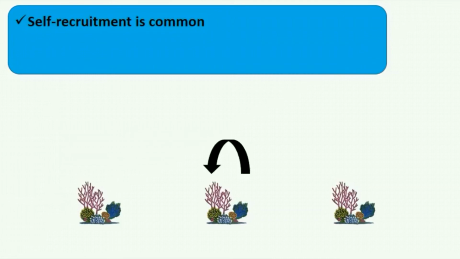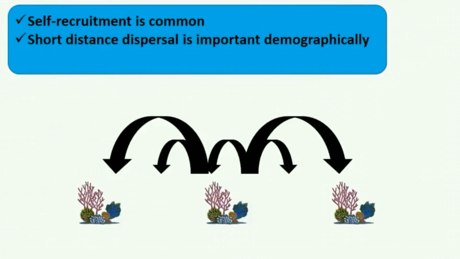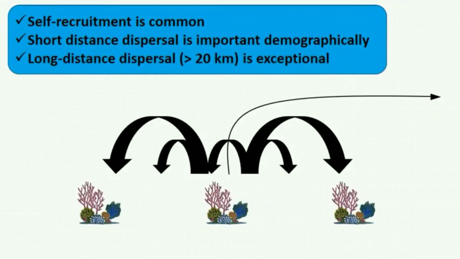So I can conclude from this that self-recruitment is common in the reef system I studied, and it may be influenced by reef health. Short distance dispersal is very important from a demographic point of view. Long distance dispersal does happen, but it is rather exceptional.